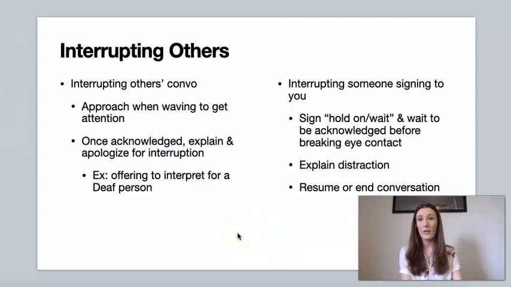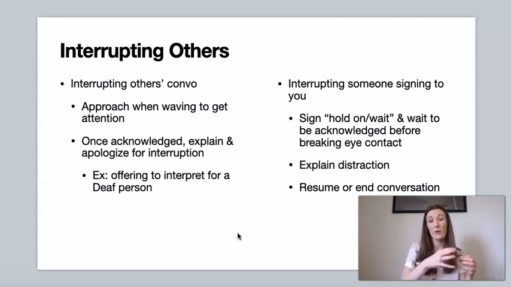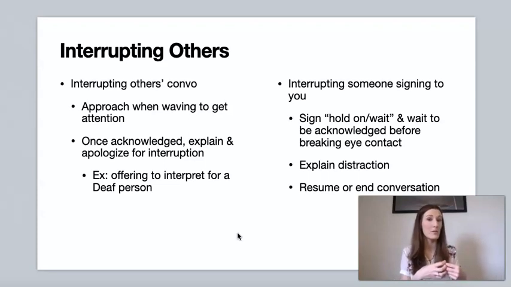Interrupting others when you are out in the community or even in class. If two people or a group of people are talking and you want to join that group or you need to interrupt for whatever reason, you approach and you get their attention. Once everybody in that group or those two people have acknowledged you, then you apologize for interrupting, and explain why you're interrupting, what's going on. Okay, you just don't cut in.